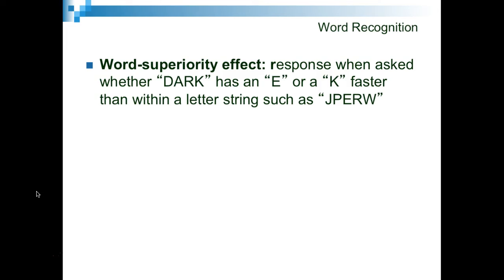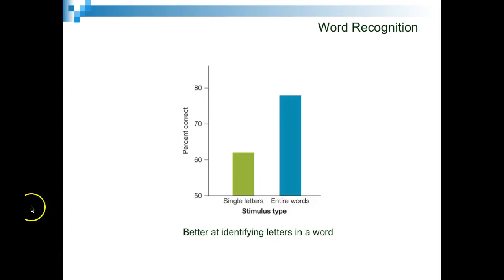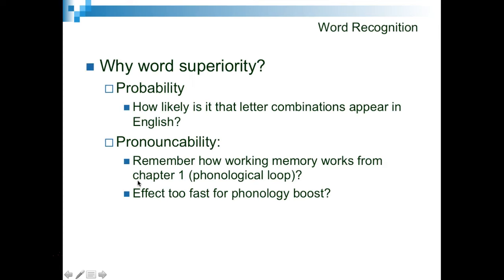So this is just the definition as it is in the book. This is a nice graph showing you get a higher percentage when the letter appears within a word as opposed to by itself. And here again, this is clearly straight from the book, but I want you to pay attention to this.